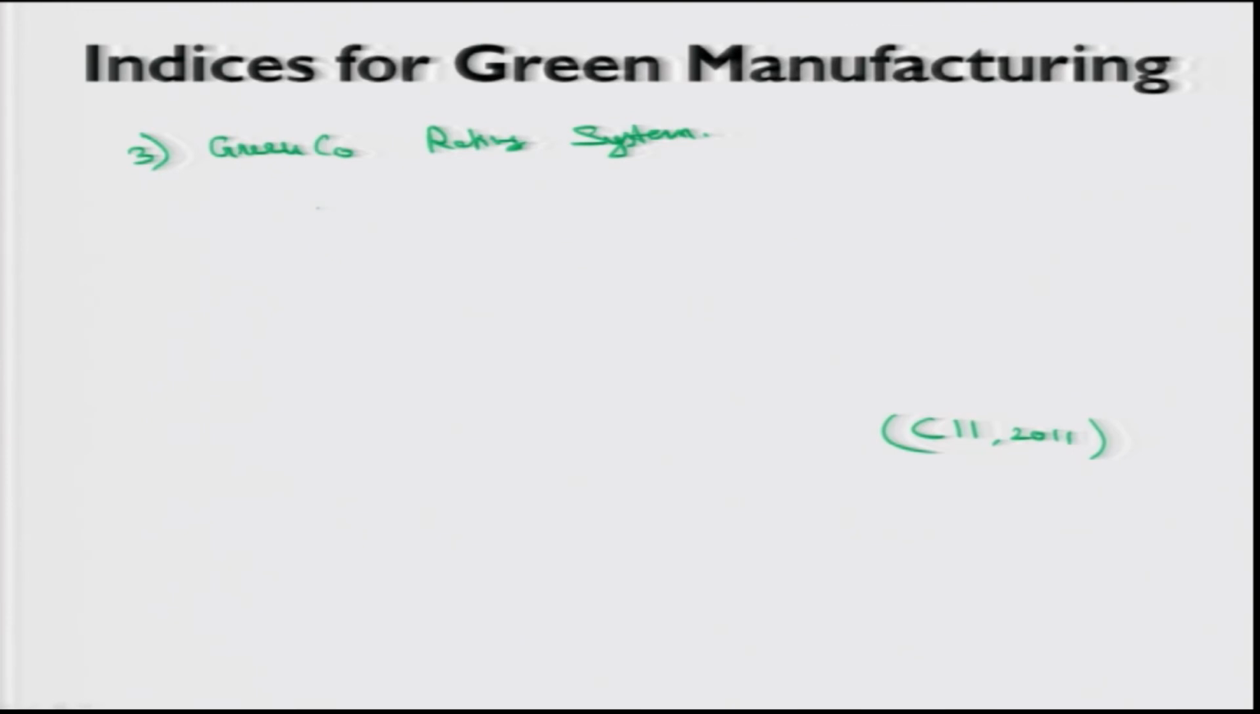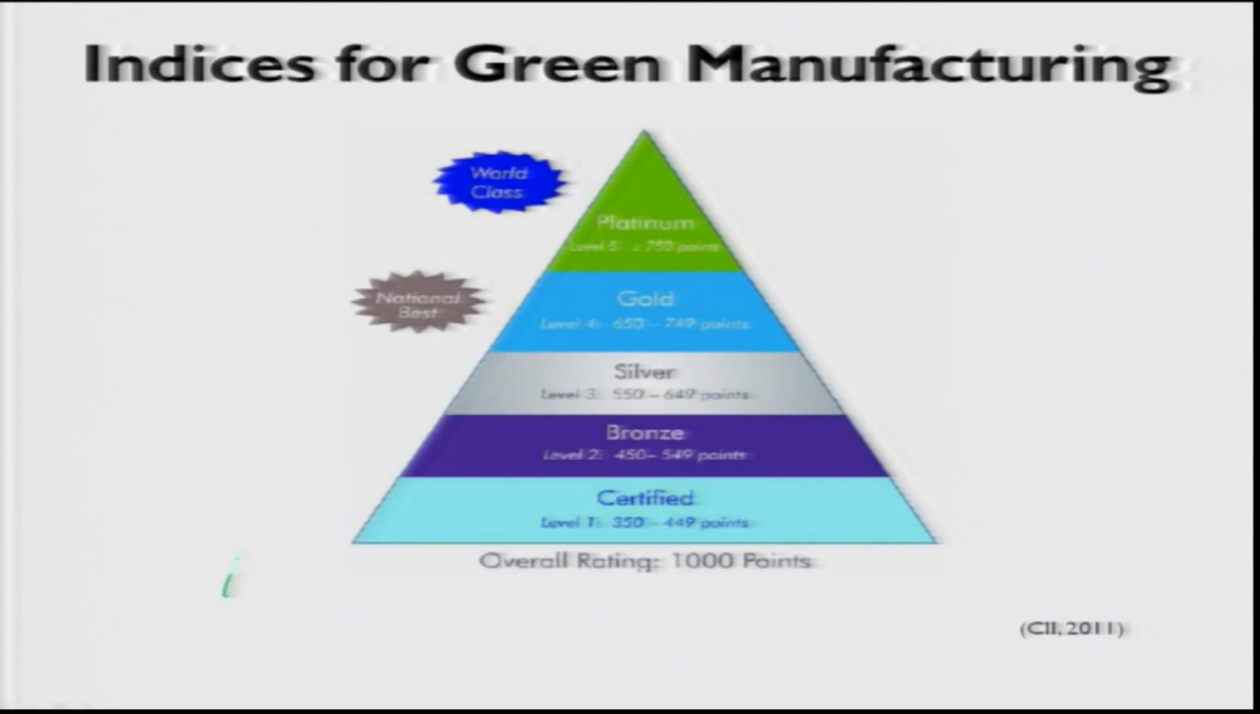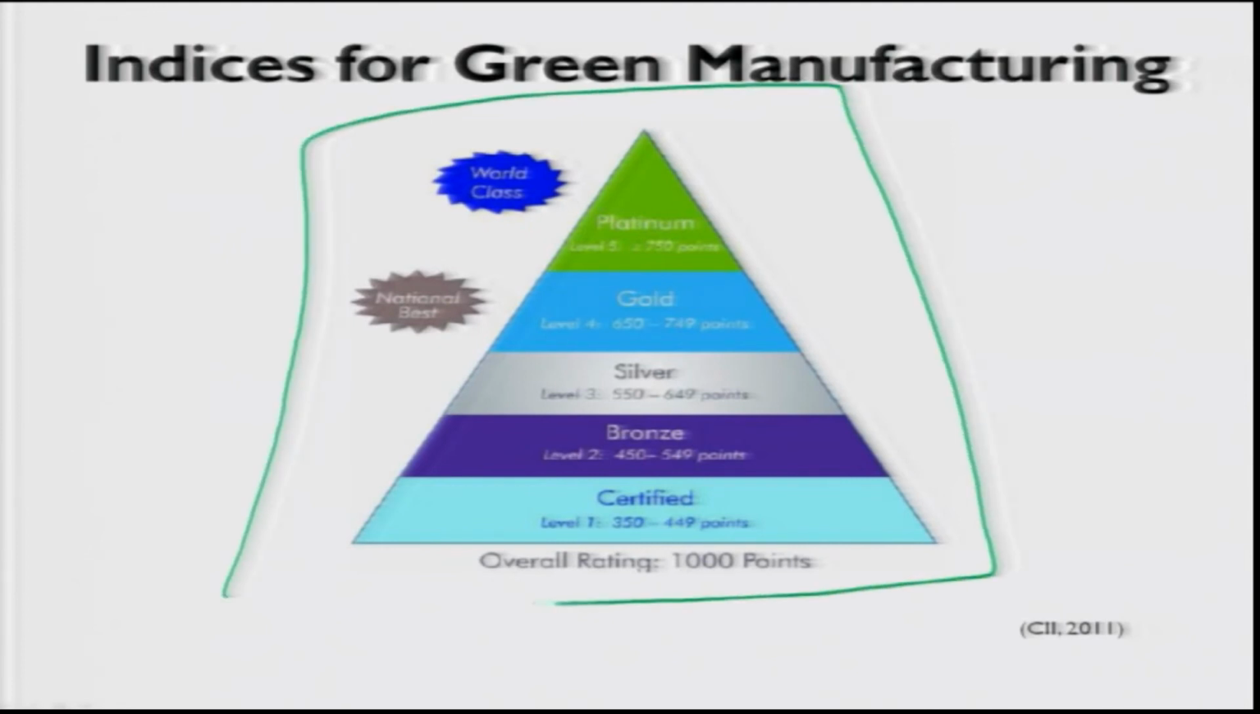Wherein energy efficiency, water conservation, renewable energy, greenhouse gas emission, waste management, material conservation, green supply chain, product stewardship, life cycle analysis, and some other areas like factory, ventilation, surroundings, site selection, all those were there. And they had this kind of rating criteria. So, in this case they had platinum, gold, silver, bronze and just certified ratings. These are at different levels.